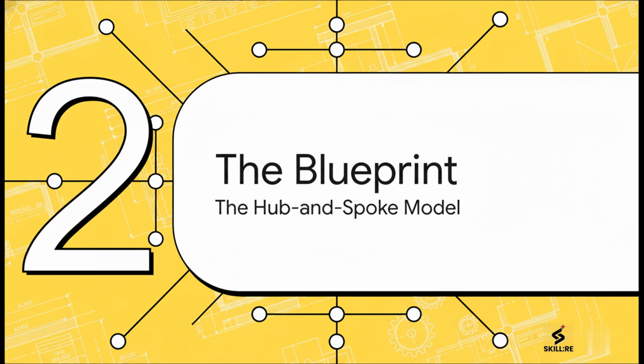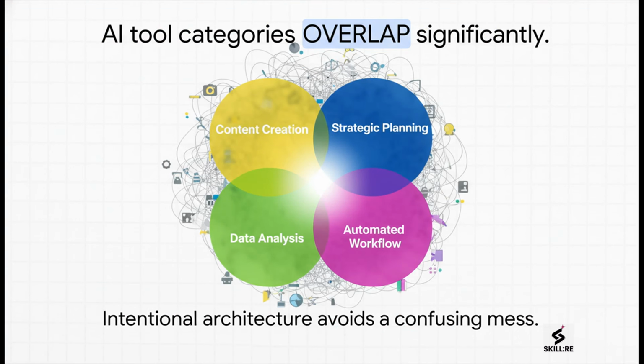Okay, so now we have our 6 categories. But here's the crucial point. The goal isn't just to go out and buy one tool from each category. No. The real magic happens when you fit them together into a smart system. And for most businesses, the best way to do that is with a simple, elegant little architecture called the hub and spoke model. Now here's the insight that changes everything, the thing most businesses miss.